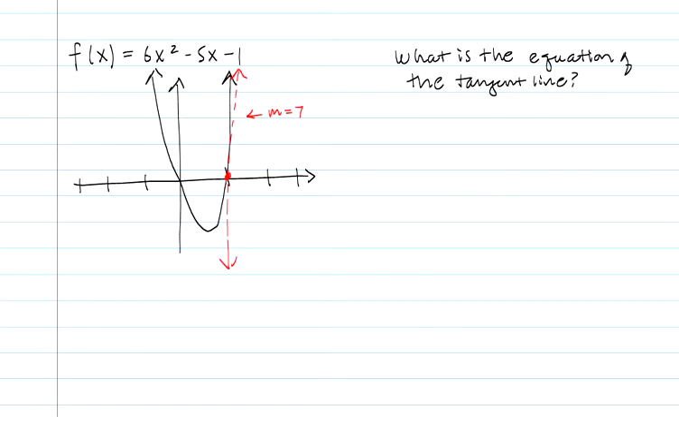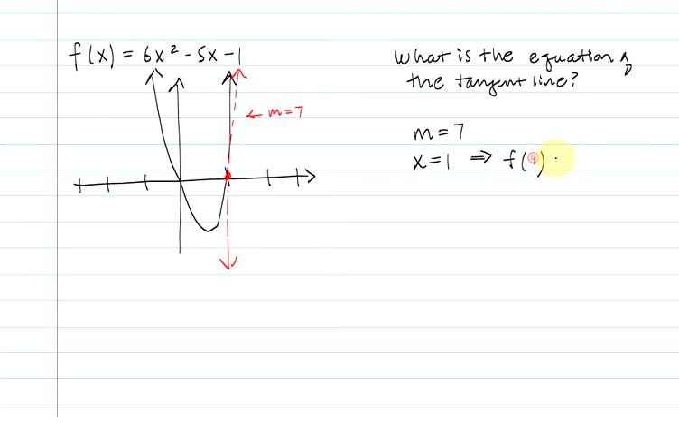Okay, so in order to find the equation of a line, going back to your algebra class, we need what? We need a slope and we need a point. Well, we already have a slope, right? We know the slope is 7. And we actually already pretty much know the point as well. We know that x equals 1. And so we can plug x equals 1 back into our function to find the corresponding y value.